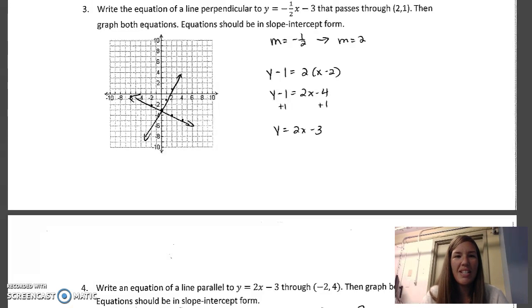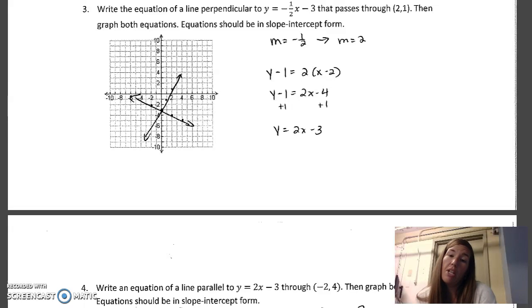Example number 3 in your notes. It says, write the equation of a line perpendicular to y equals -1/2 x minus 3 that passes through the point (2, 1), then graph both equations. Equations should be in slope-intercept form. So the equation they gave you is in slope-intercept form. The first thing you have to do is identify the slope of the line that was given. If you look at that, the slope is -1/2. Because you are working with perpendicular, you're going to have to read carefully. Perpendicular, the slope is going to be an opposite reciprocal. So it's going to be positive and you're going to flip it. So the slope that you're going to use is 2.